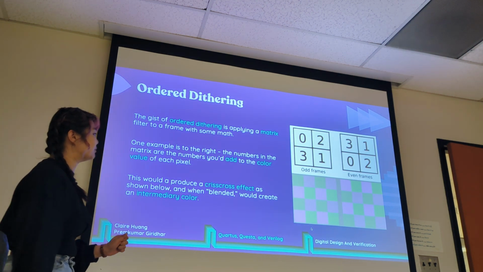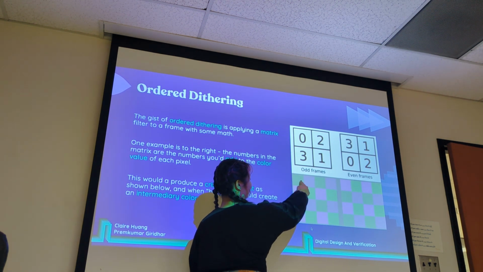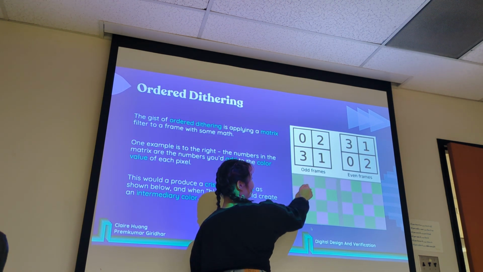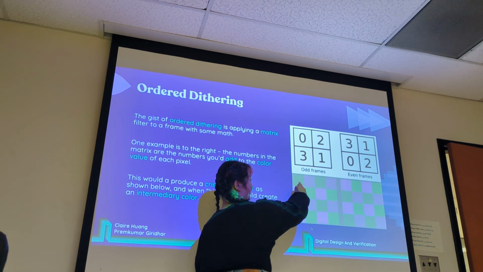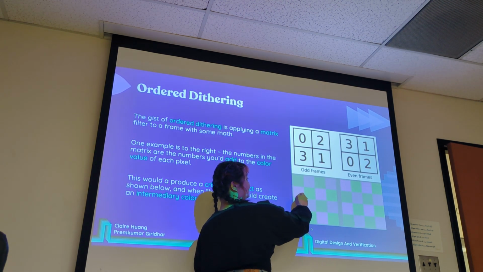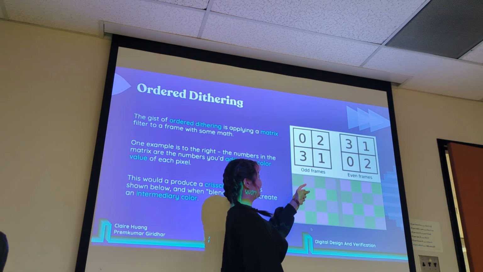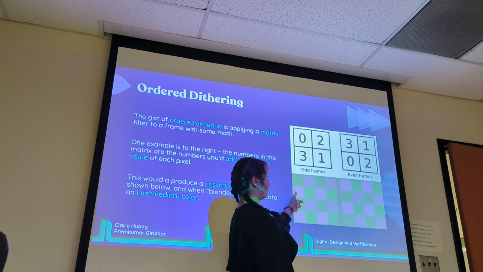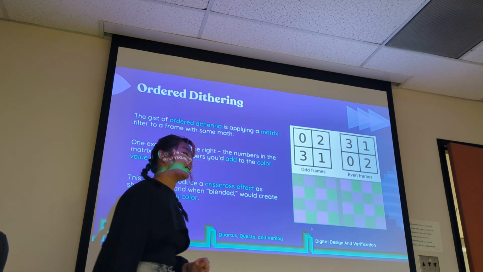So, for example, let's say we're taking this little box, so we just add 0 to this color, 2 to this color, 3 to this color, and 1 to this color. On the next frame, we switch it, so we add 3 to this one, 1, 0, 2. And so you see this one may have a 3 pixel difference, this one only has 1, this one has 3, this one has 1. So you get that kind of color variation with that.